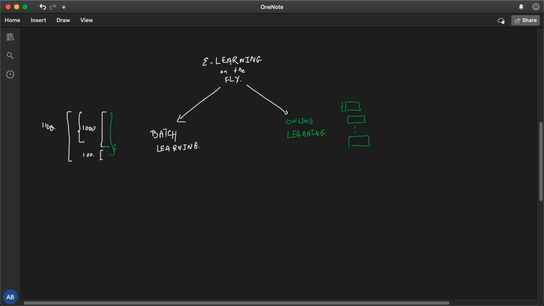Once an online learning system has learned about new data instances, it does not need them anymore. So you can just discard them and continue with the learning process. This could save a lot of memory space, for example. Another important parameter of online learning systems is how fast they could adapt to changing data. This is called the learning rate.